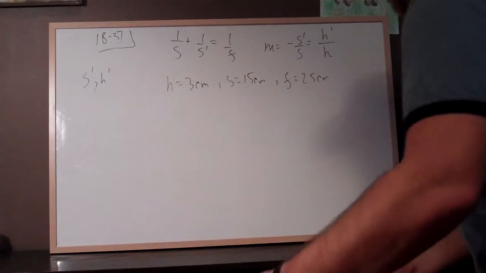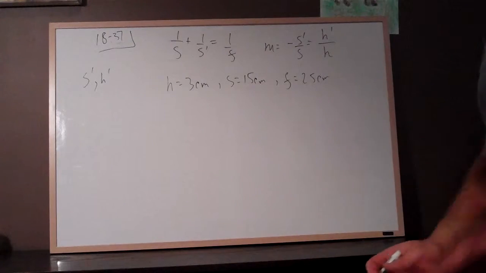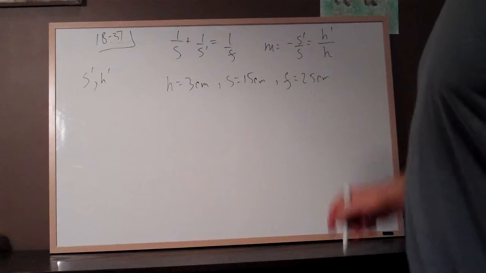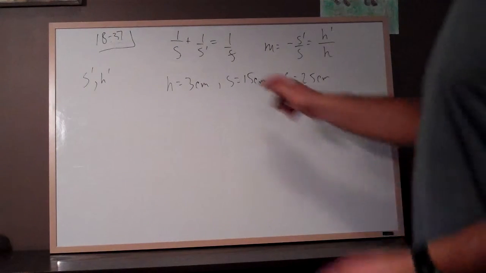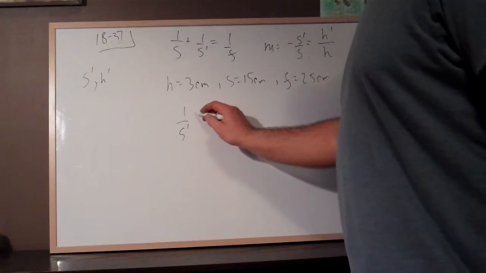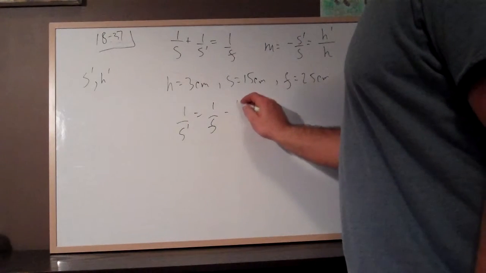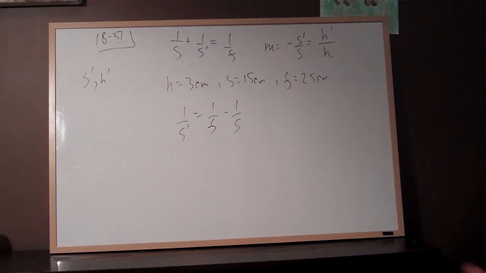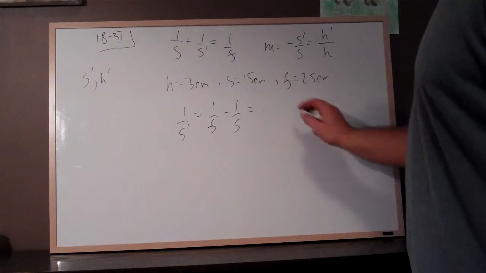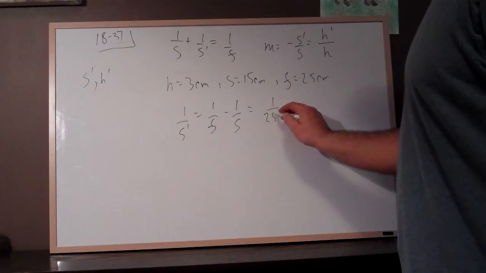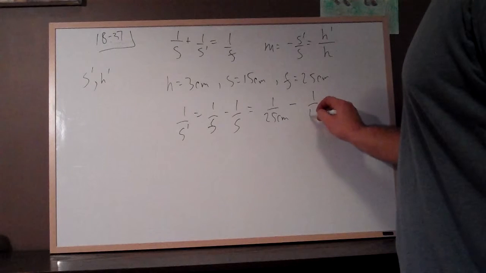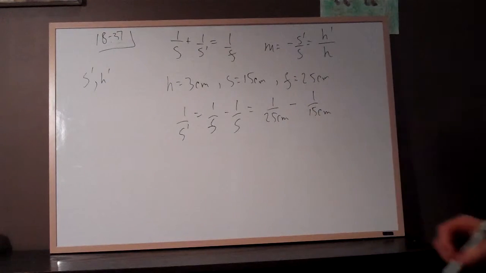So it's a mirror, but the lens equation also works for a mirror. So we use the equation here to find out what S prime is. If you take this equation, 1 over S prime is 1 over F minus 1 over S. And we know F and S, they're given in the problem. So 1 over F would be 1 over 25 centimeters, minus 1 over S, which is 1 over 15 centimeters.